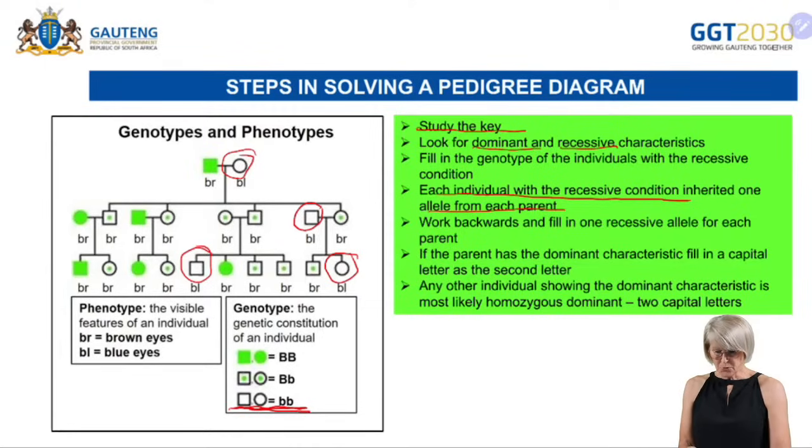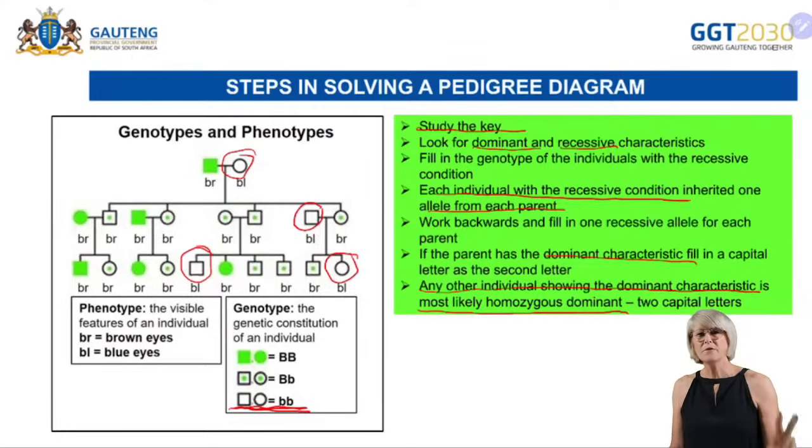Then if we want to work out the rest of the individuals, we have a look and see if the parent has the dominant characteristic, then we're going to fill in 1 capital letter for the individual and then a second letter. So we fill in the recessive characteristic and then we fill in the dominant characteristic. Any other individuals that show the dominant characteristic are then most likely homozygous dominant, which means they have 2 dominant alleles.